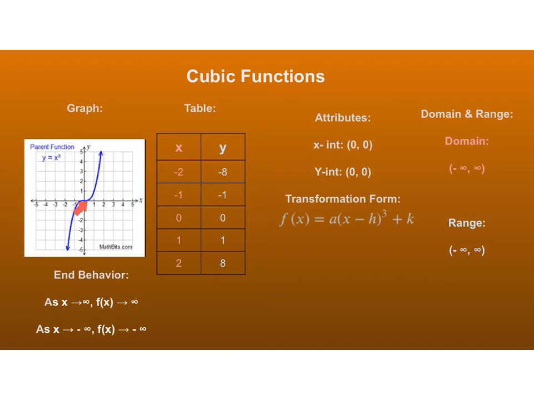My range is easier to see on this one because it's going down forever, so it's going down to negative infinity, and it's going to go up to positive infinity. And remember, we use parentheses on infinities because we're never going to reach infinity.